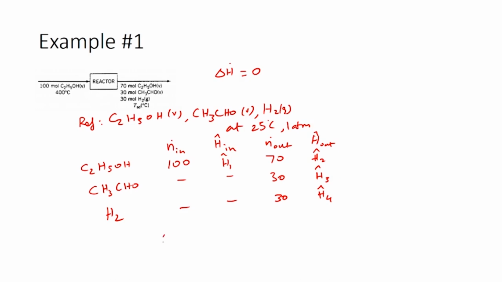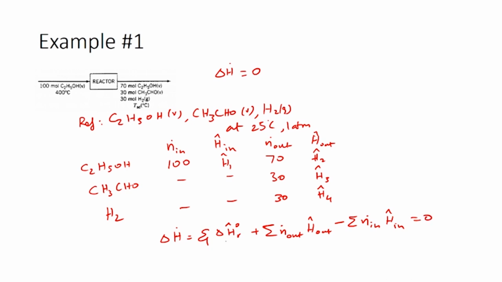Your delta H dot would be equal to xi times delta HR plus sigma of N out dot H cap out minus sigma of N in dot H cap in. So, this value would be equal to 0.